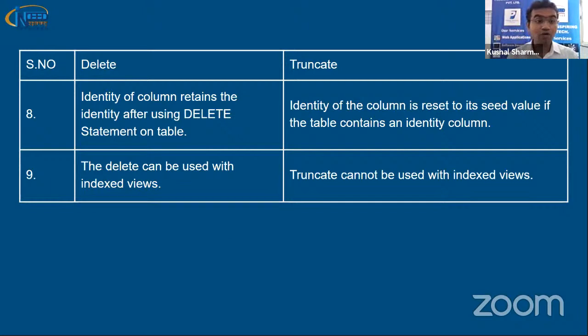Now, the identity of the column is retained after using the delete statement on the table. However, in case of the truncate command, the identity of the column is reset to its seed value if the table contains an identity column. So this means that in case of delete, it is just working on the data itself, that means tuples or records. But in case of truncate, why do we call it a DDL command? Because it will reset the identity column. So this is a difference.